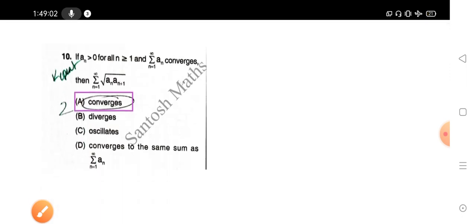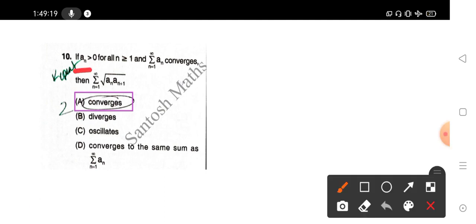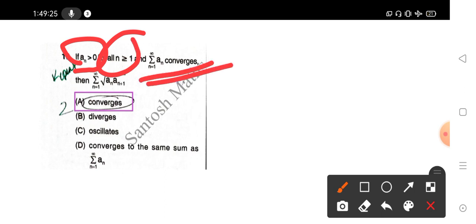Option A is correct. Next question, if an is greater than 0 for all n greater than or equal to 1 and sum n runs from 1 to infinity an converges, then sum n runs from 1 to infinity root an into an plus 1. Here it is given an is greater than 0 for all n greater than or equal to 1 and sum of an converges, then their product also converges. This is also convergent.